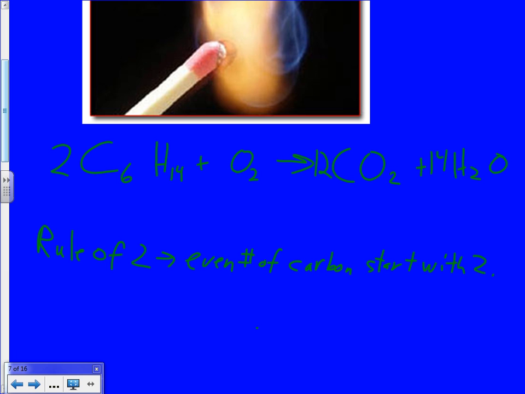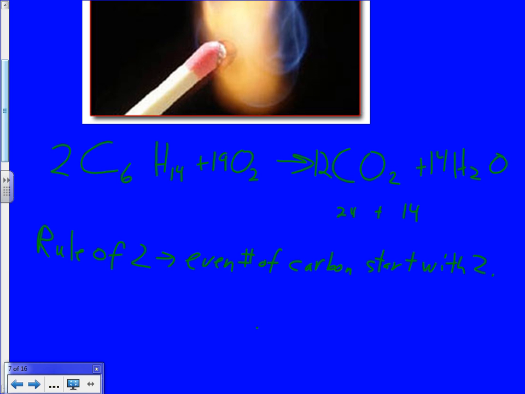I've got 12 carbons on both sides. Now I got to look at my oxygens. I don't know how many I have over here, but I know how many I have over here. What's 12 times 2? 24. And there's 14 more over here. 24 plus 14 should be 38, right? So I've got 38 oxygens over there. I need to have 38 over here. Well, 19 times 2 is 38. Is my equation balanced?